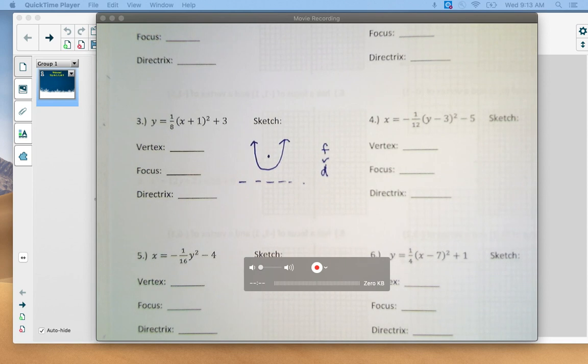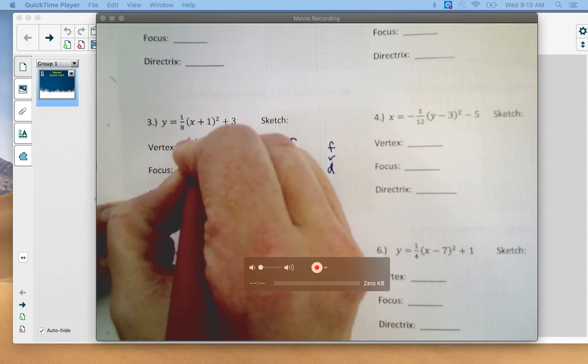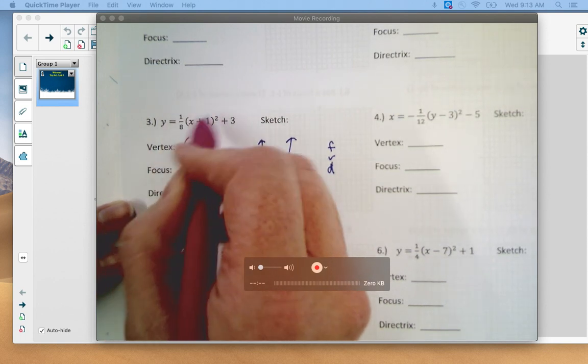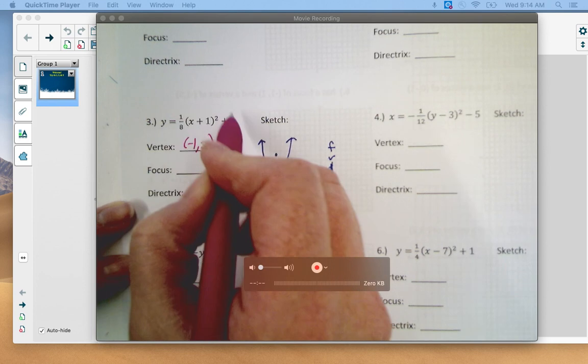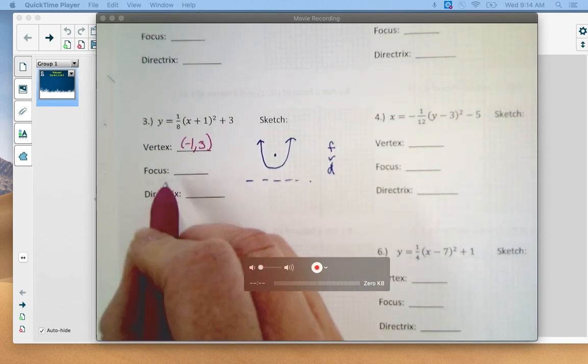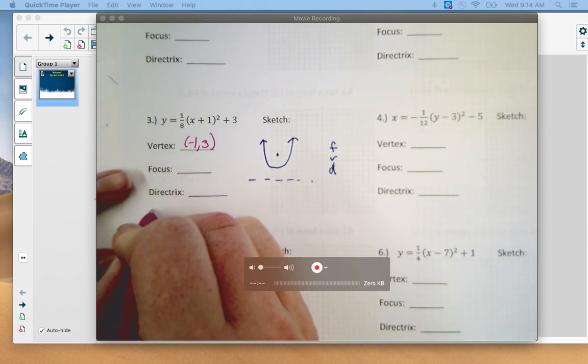Can you tell me your vertex? Someone raise your hand. What's your vertex? Go ahead, sit down. Do we agree with negative 1, 3? Again, that would shift it, right? This would shift left or right. If it's plus 1, it moves it left 1, and then this would move it up 3, right? Opposite same. Beautiful.